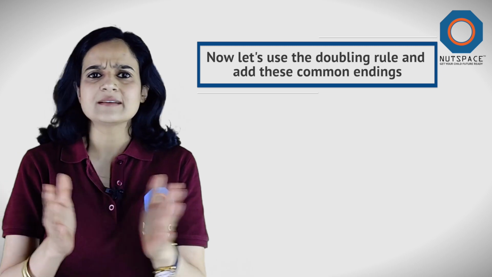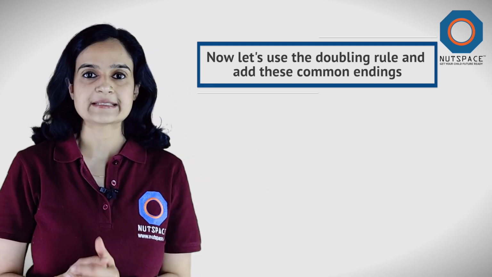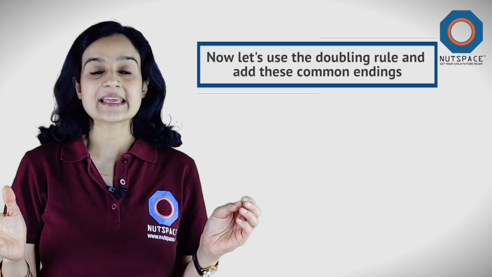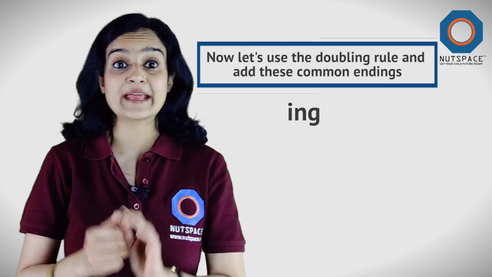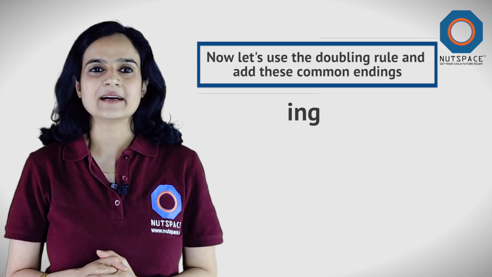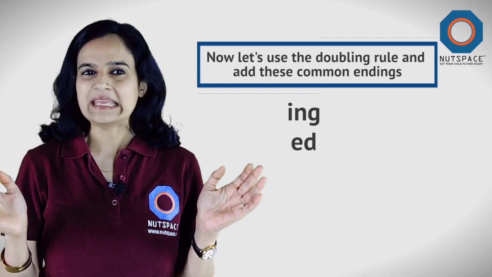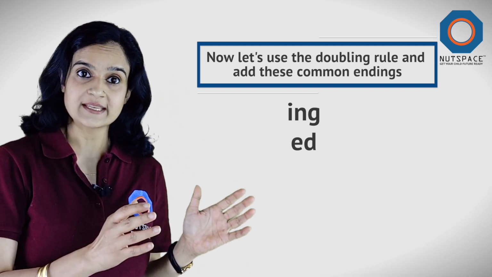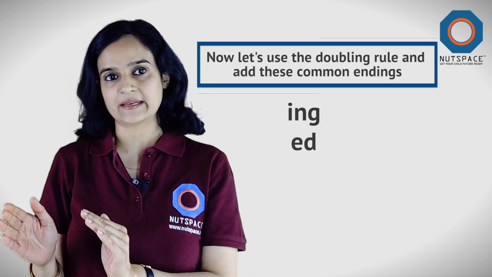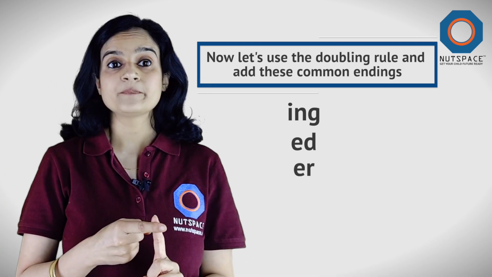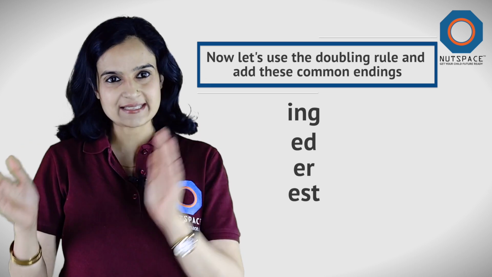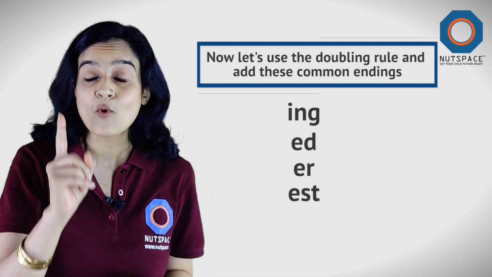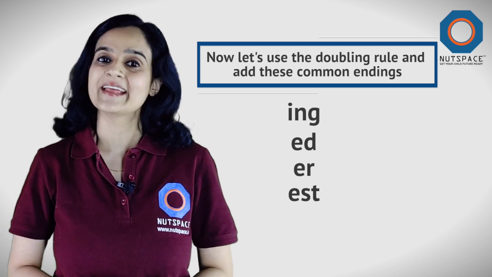Now let's use the doubling rule and add these common endings. What are these common endings? Let's add, say, ing. That's a common ending. Let's add ed. That's a common ending. Now what we are doing is we are taking some words to which we are going to add these common endings, er and est. And then we'll see if the doubling rule is happening or not. And one more and very important common ending is the letter Y.